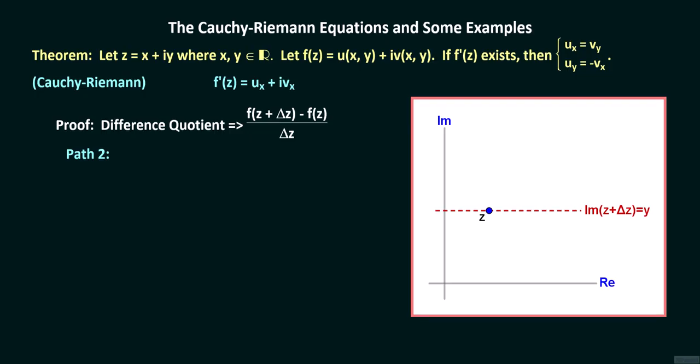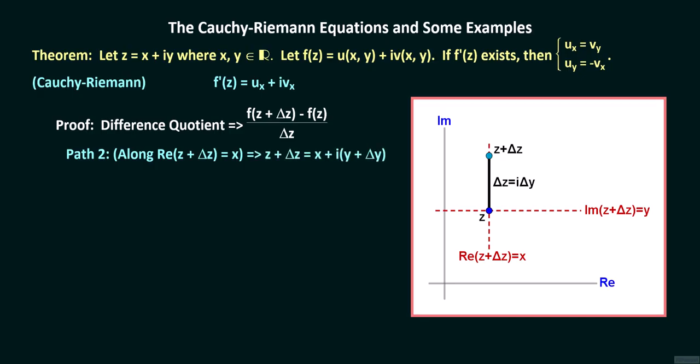Path number 2 is the vertical line through z, where every complex number has the same real part as z, so that delta z equals i times delta y. Delta y is some real number, and z plus delta z equals x plus i times the quantity y plus delta y. This is what we get for the difference quotient along this path.